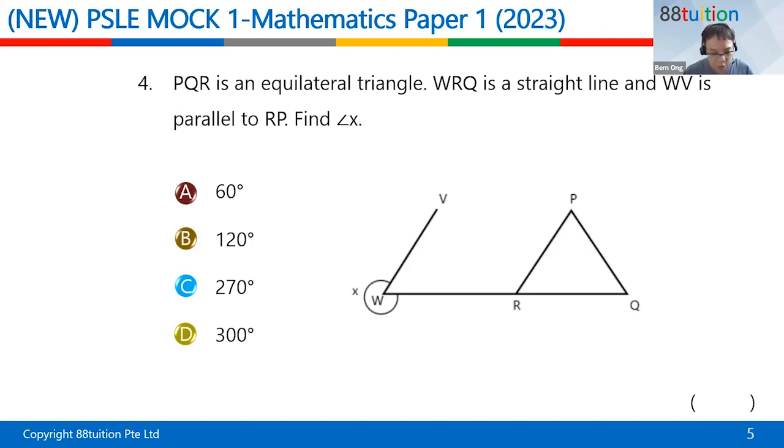Read the question, children. PQR is an equilateral triangle. Correct or not? And what's the meaning of equilateral? Equilateral simply means that all 3 angles inside are the same. That's why it's called equilateral. And the only possibility is 60. 180 divided by 3 is equal to 60. That's the only possibility.